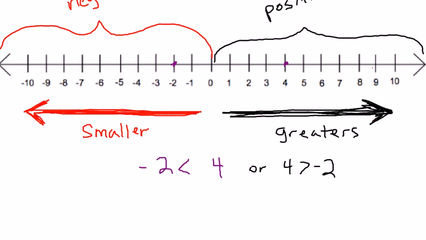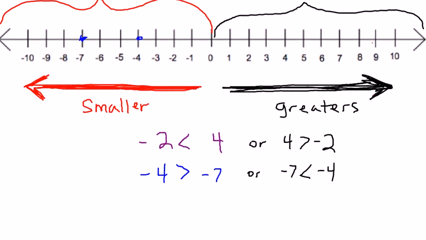Let's compare -4 and -7. -4 is located right there. -7 is located right there. In this case, -7 is located to the left of -4, so -7 is the smaller number here. -4 is located further to the right, which makes it greater. So -4 is greater than -7, or we can write that as -7 is less than -4.